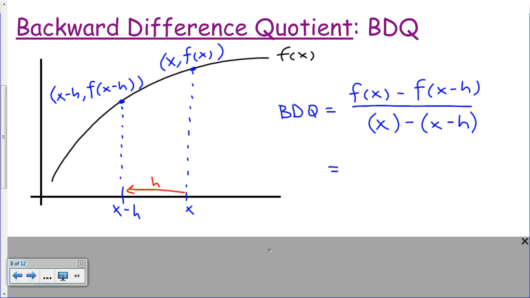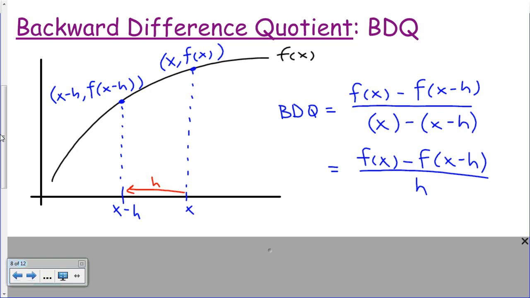Realize this will simplify again here. The numerator still stays as f of x minus f of x minus h. But now in the denominator I see that I have an x minus an x, so those cancel out. And that negative sign gets distributed through to the negative h, so it becomes a positive h there. So f of x minus f of x minus h all over h is our backward difference quotient.